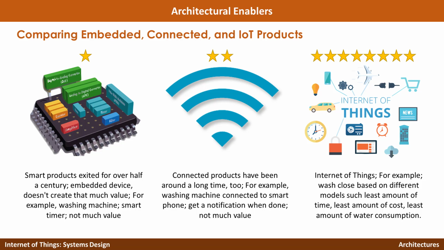And then we moved into connected products, over the last about 10 years, where if you take the same washing machine example, you now have a connected system where the smart home gets a notification. You may be able to start and stop it remotely, or schedule it. So you now have a companion device like a smartphone connected to your washing machine or any other home appliance. So they are connected, but their intelligence and the ability to work together is limited.